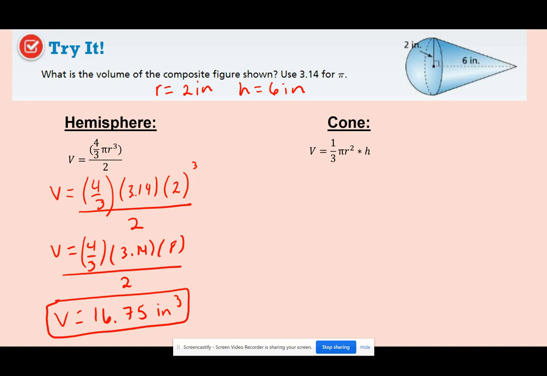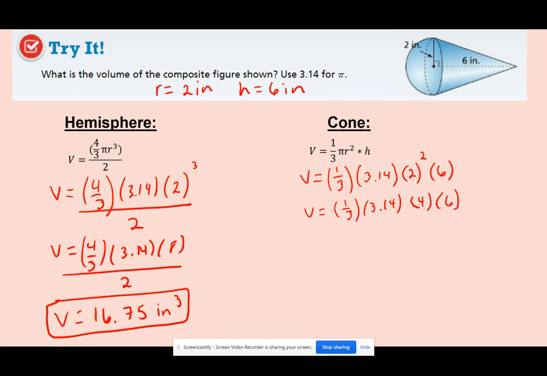All right, now the cone. So it's been a while since we used this one. This one has the 1/3 in it. So the volume is 1/3 times our pi, which is 3.14, times the radius of 2 squared times our height of 6. Okay, again, I can simplify my exponent. So I have volume is 1/3, 3.14. 2 squared we know is 4 times 6.